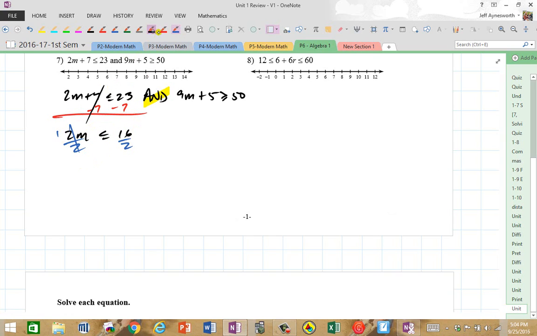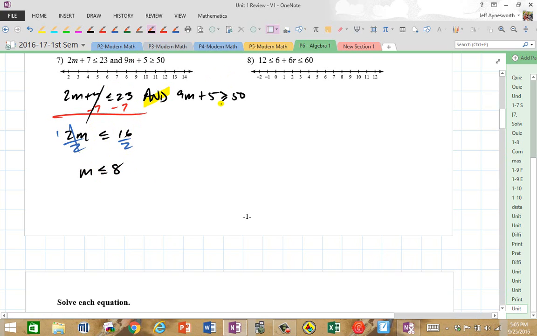All right, well, what do you get? M is less than or equal to 8. Over here, I'm going to add the opposite, just like I did on the previous one. Same thing. If I see a plus 5, I go minus 5. I mean, it's always the inverse, guys. It's that simple. Algebra is the same every single time.